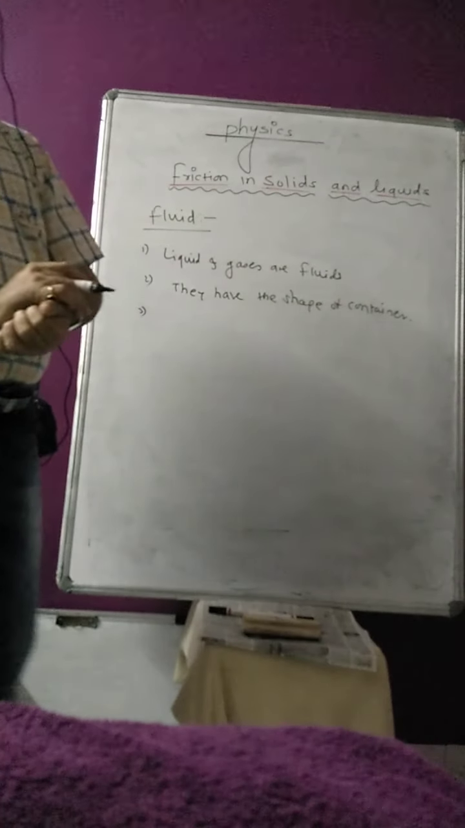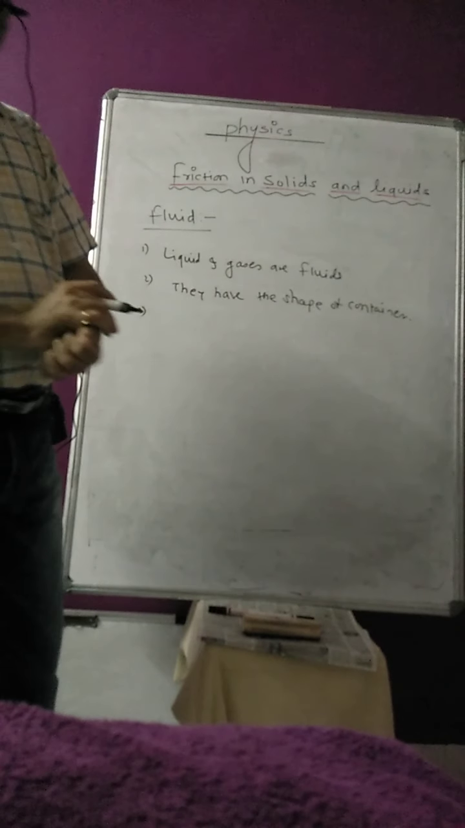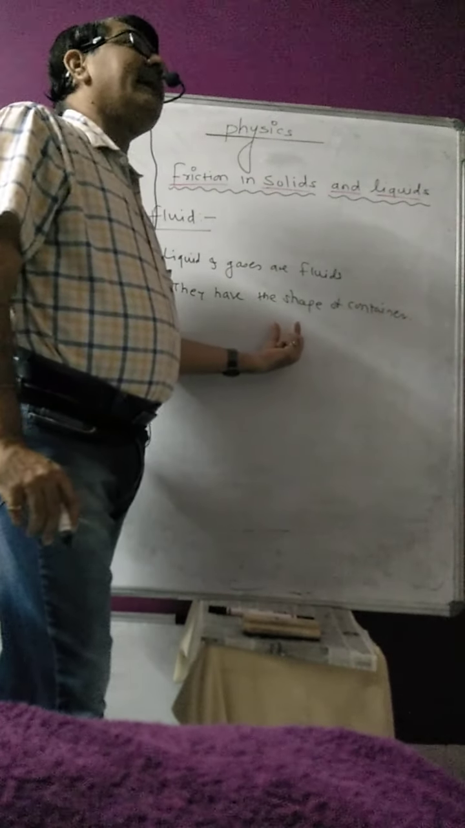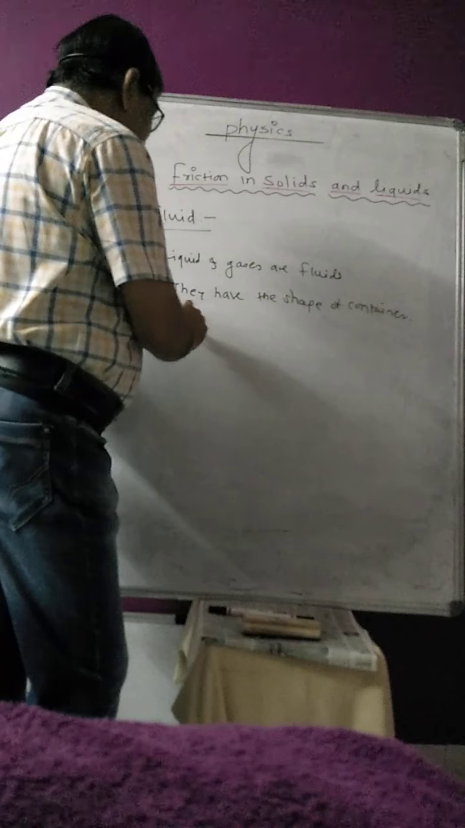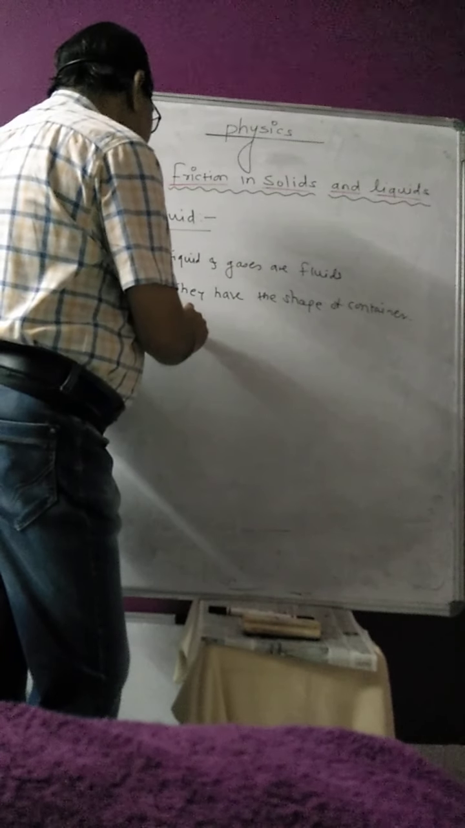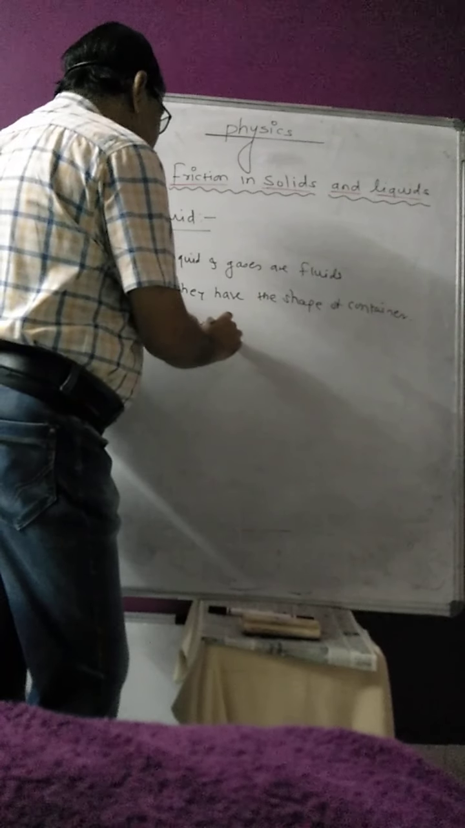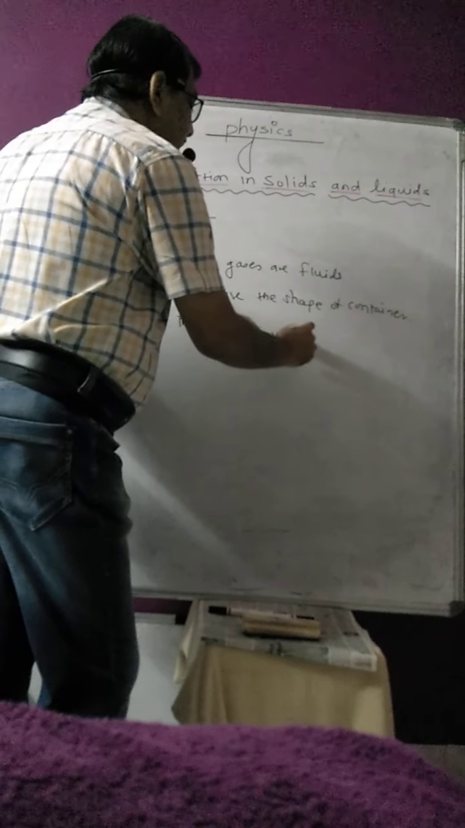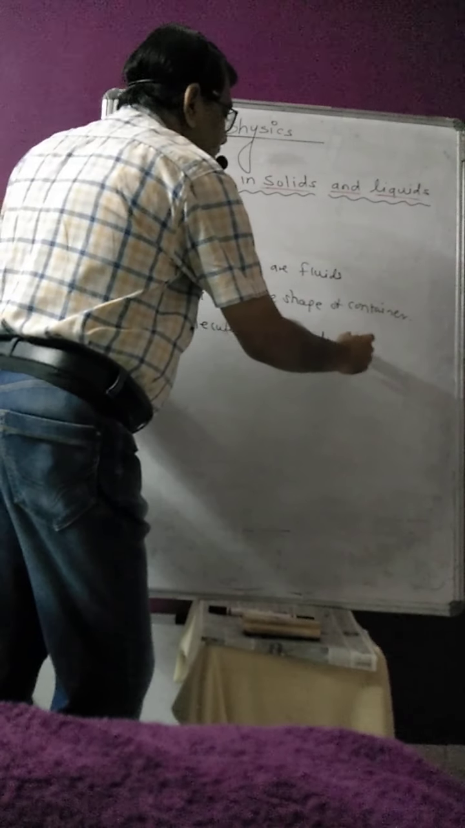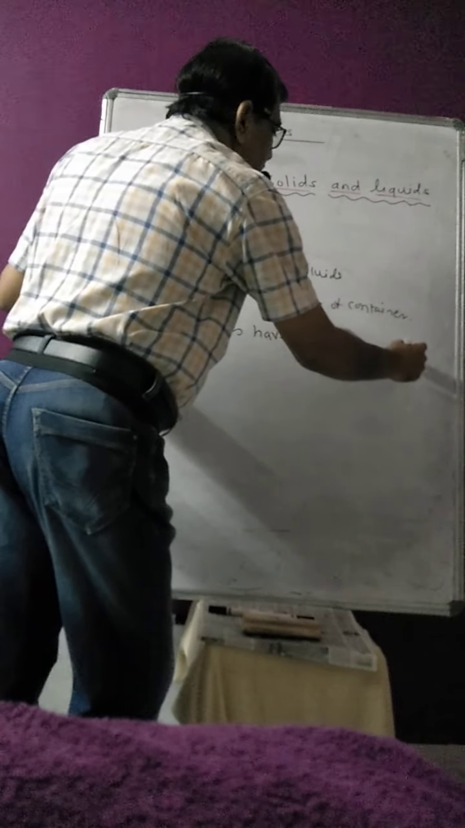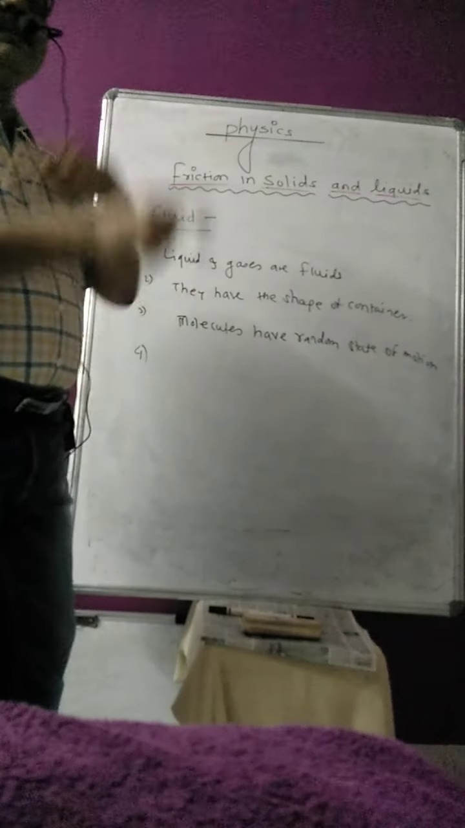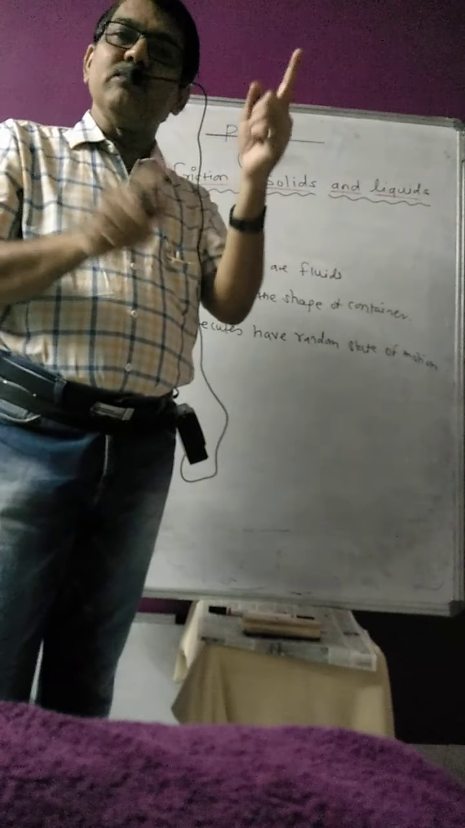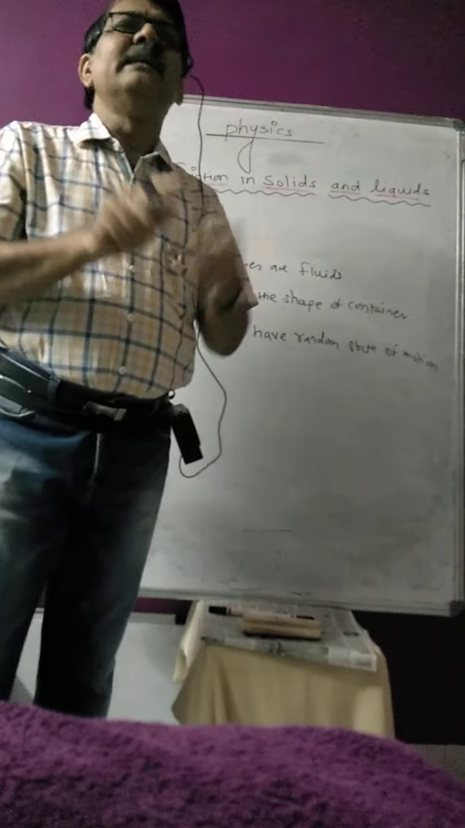The next point is that their molecules move in a random state of motion. In liquids or gases, the molecules have a random state of motion, meaning they move in any direction. They do not have a specific direction. Randomly they move here and there, like Brownian motion in liquids. Gases also have this type of random motion.